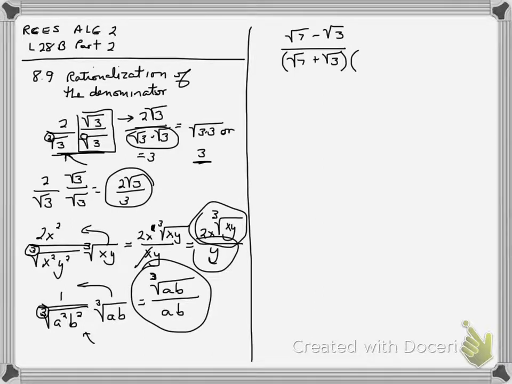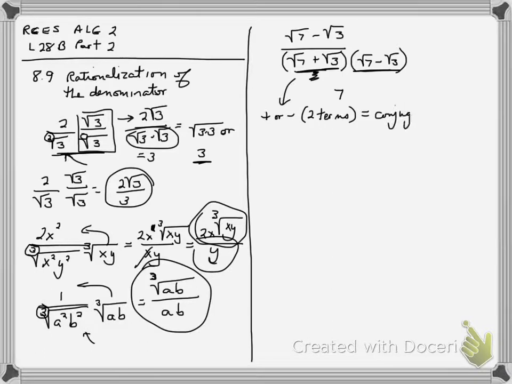let's think about this now. If I multiply this by the square root of 7 minus the square root of 3, what will happen? If I FOIL, I'll get 7 plus a term and minus the same term, so the middle terms drop out. We call these conjugates of one another. Anytime you have two terms where the only difference is the plus or minus sign, but everything else is the same, these are called conjugates.